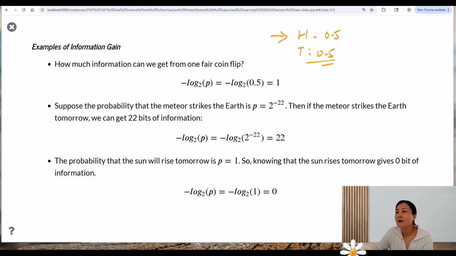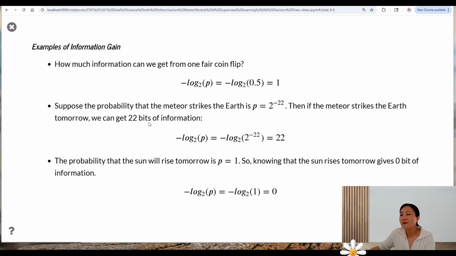Flip a head. Then if we get a head, how much information can we get? It's negative log base 2 of p, which is negative log 2 of 0.5. 0.5 is equal to 2 to the negative 1, right? So if you take log base 2 of it, you get negative 1, and because we have a negative sign in front of it, for this event, if we get a head, we get 1 bit of information.